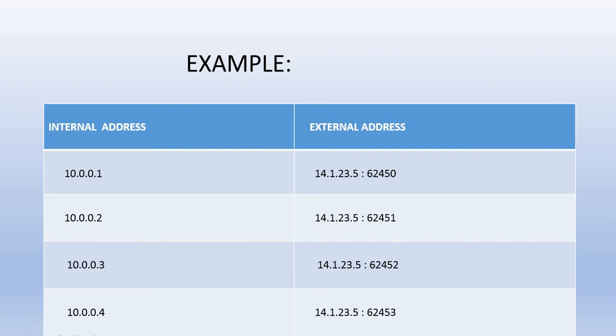Second time, when 10.0.0.2 sends a request for the web server or any public server, it will be translated into the same public IP address 14.1.23.5 but will be given a different port number, for example 62451. So this is how, by using the same public IP address but different port numbers, they are identified, and this is how NAT overload works.